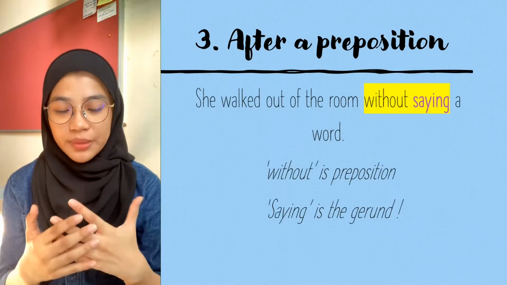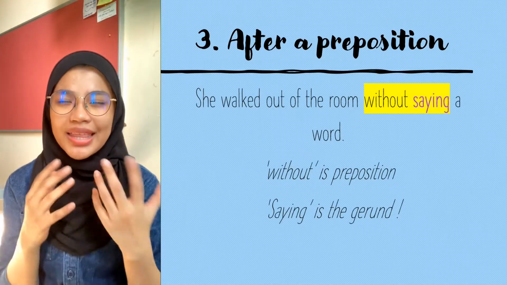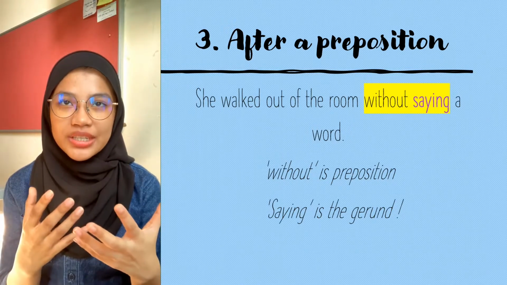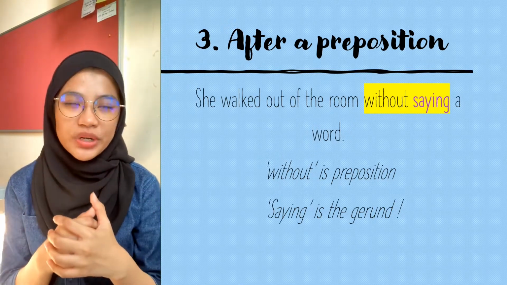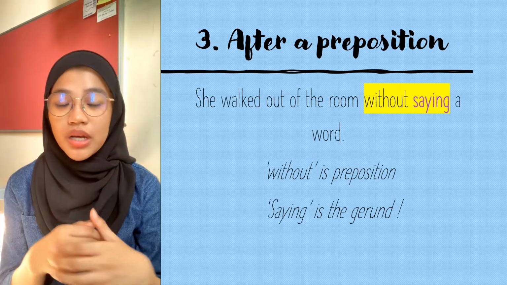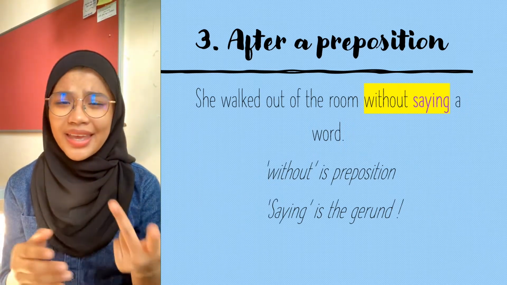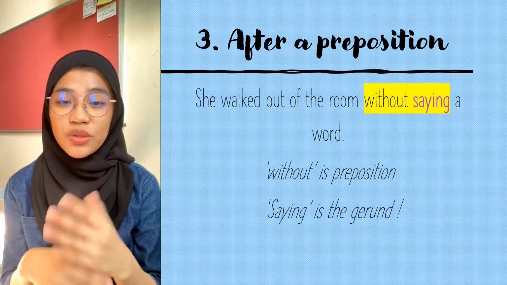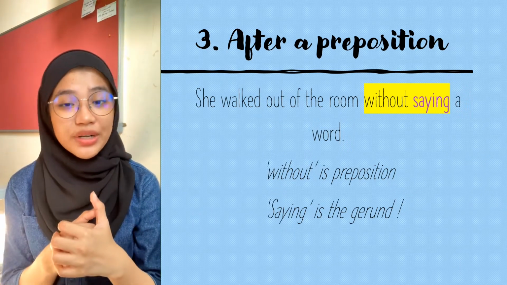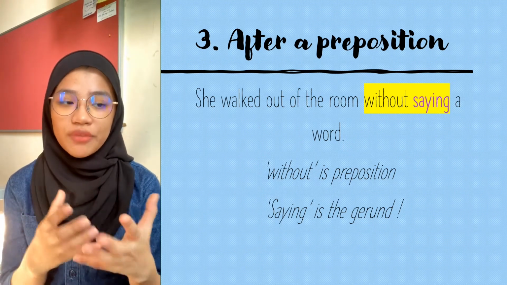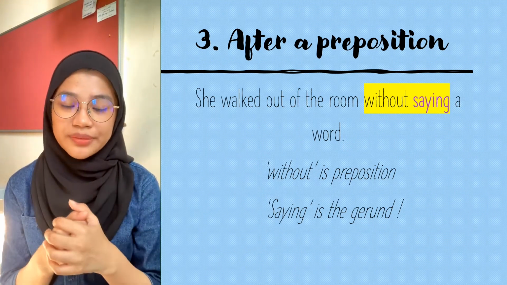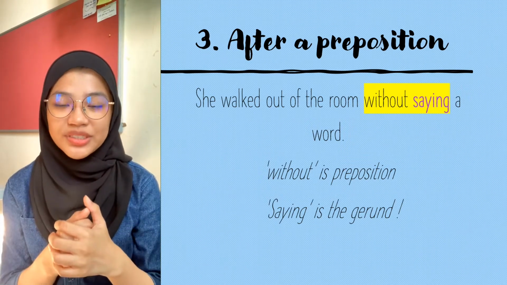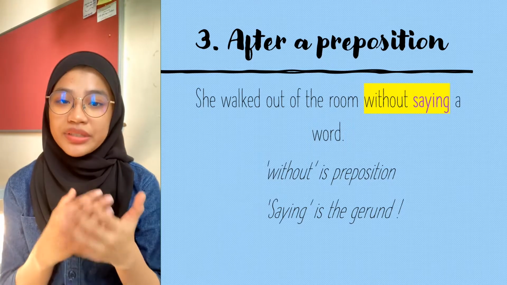When you see a verb after a preposition, that is actually often a gerund. Prepositions are basically words like in, on, at, under, behind, without. So those are prepositions. For example, she walked out of the room without saying a word. Without is the preposition and saying is the gerund. So that's how you use it after a preposition.